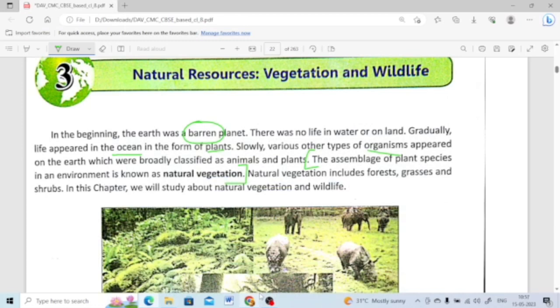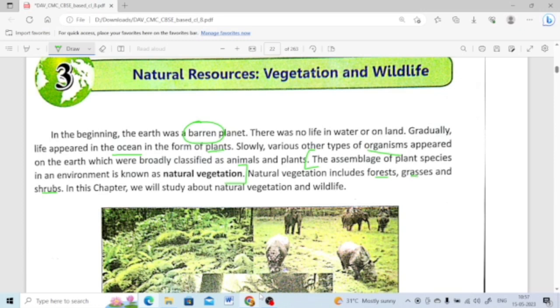So let us begin. In the beginning the earth was a barren planet. What does this word refer to? That means empty planet. There was no life in water or land. Gradually, life appeared in the ocean first in the form of plants, and slowly various types of other organisms appeared on the earth, broadly classified as animals and plants. The assemblage of plant species in an environment is known as natural vegetation, which includes forest, grasses, shrubs, etc.